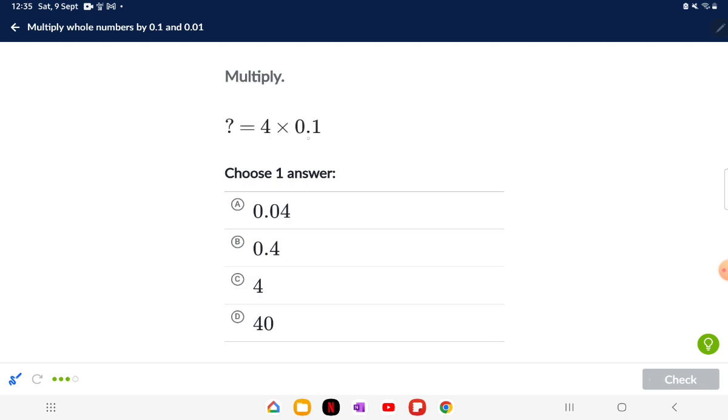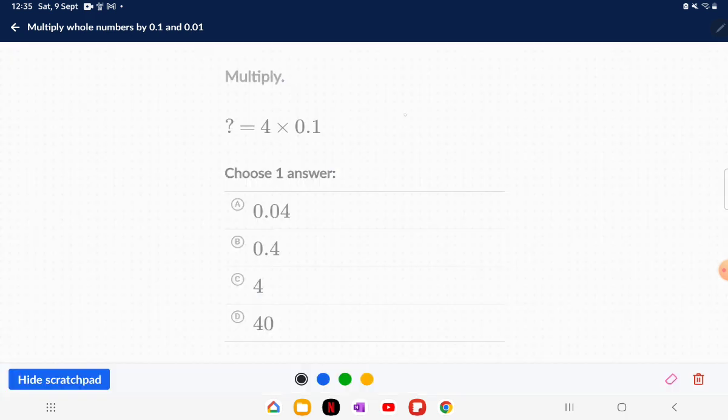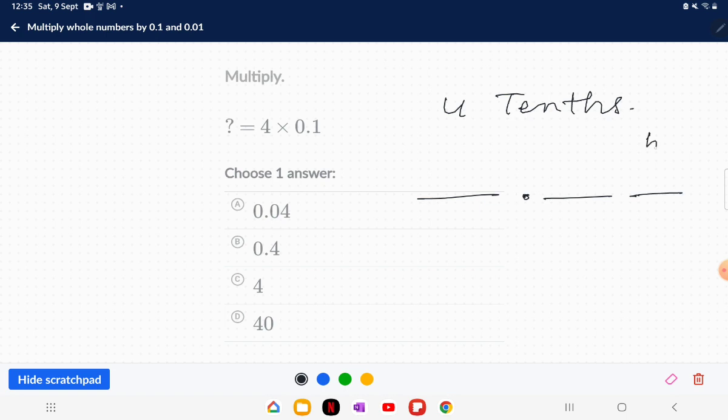What about 4 multiplied by 0.1? So you know this is 4 tenths, right? And can you place 4 tenths as a decimal? These are hundredths, these are tenths, and these are ones. 4 tenths is simply 4 tenths, and you have zeros everywhere else. So this is 0.4. That's one way.